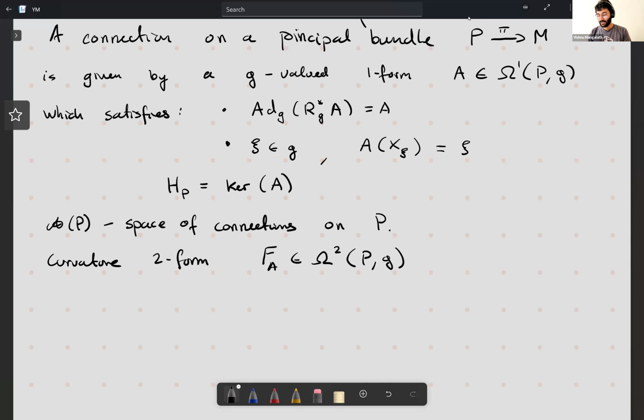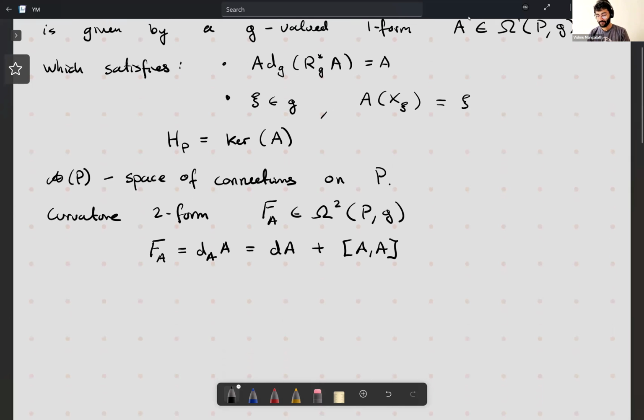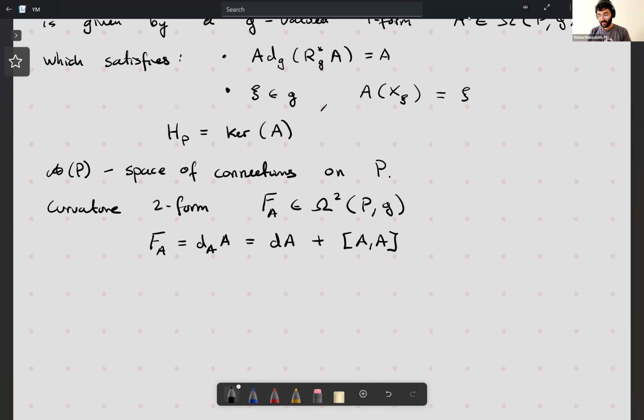And there's a nice formula that tells you what it is. It's F_A, so it's the exterior covariant derivative of A, which is dA plus [A, A]. So I think this is called the Cartan structure equation or something, and this tells you how to compute the curvature from the connection form.